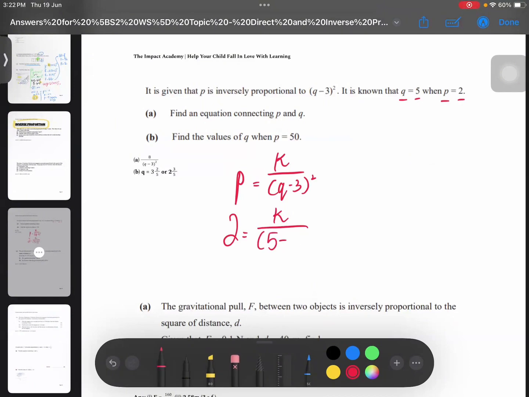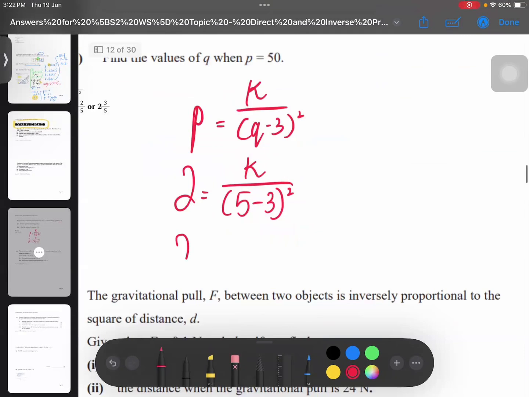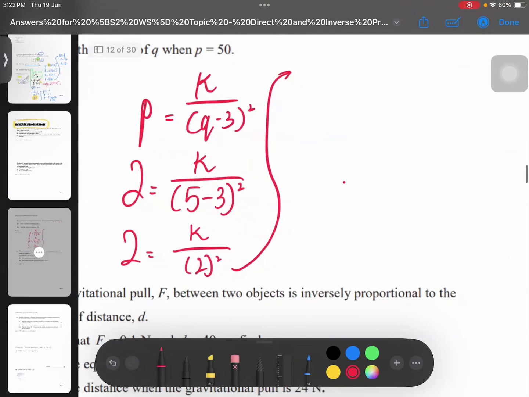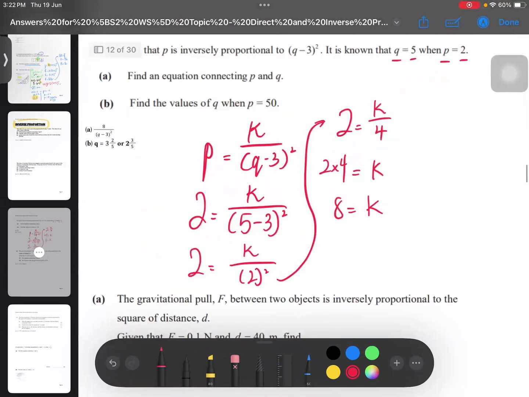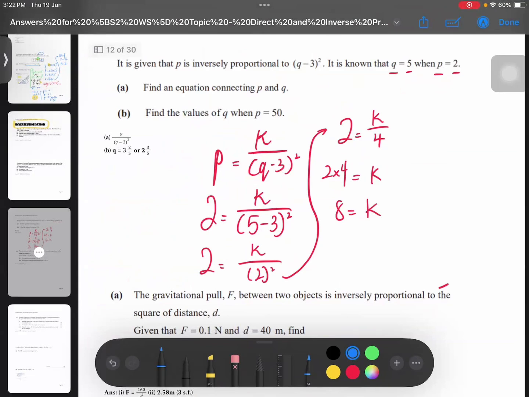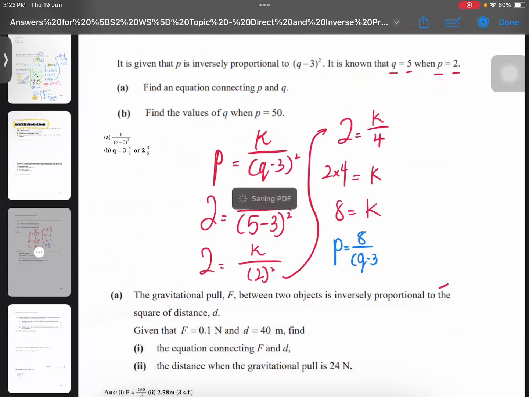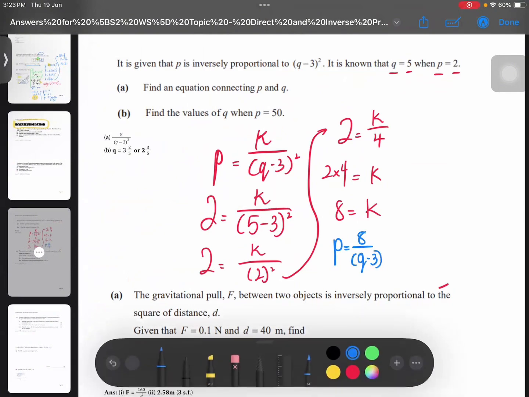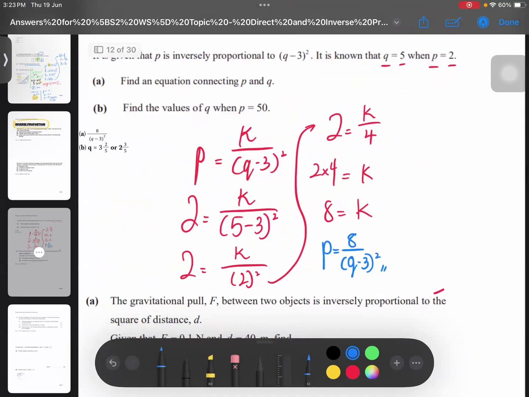All right, so when we have 5 minus 3 to the power of 2, what happens is that 2 is equal to K over 2 to the power of 2. Then we continue from here. All right, 2 is equal to K over 4. Agree or disagree? All right, so K is actually equal to 2 times 4. All right, so 8 is equal to K. Am I making sense? If 8 is equal to K, of course, you don't stop here. What you're going to do is form your equation that will connect P and Q together. So you are going to say that P is equal to 8 over bracket Q minus 3 to the power of 2. Am I making sense? When you have that, this is your answer for A. Am I making sense?